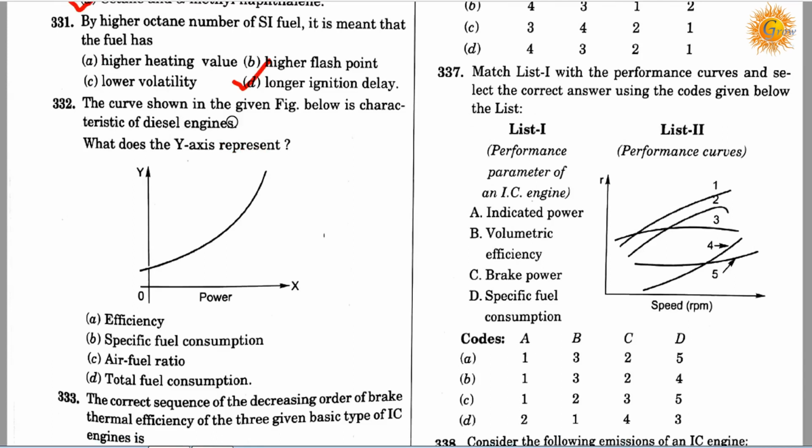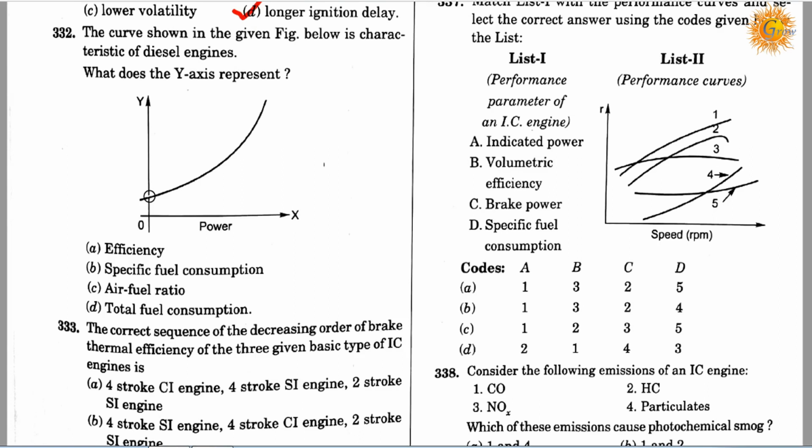Question number 332. The curve shown in the given figure below is the characteristic of a diesel engine. What does the y-axis represent? Option A is efficiency, option B is specific fuel consumption, option C is air fuel ratio, option D is total fuel consumption. So the correct answer is D, because the y-axis represents the total fuel consumption. Okay.